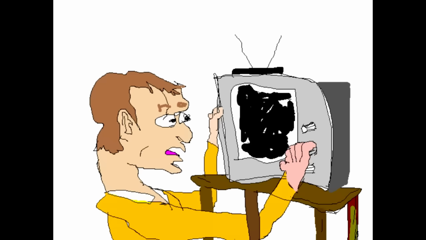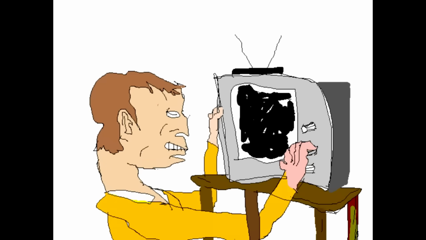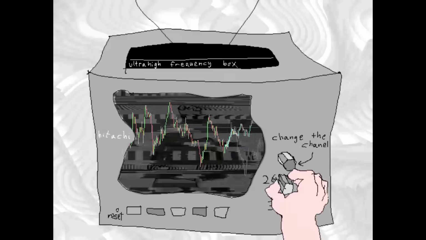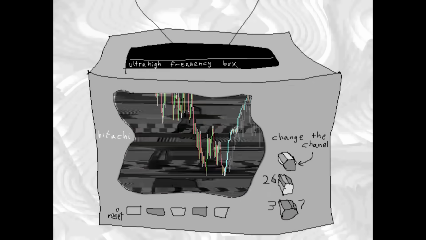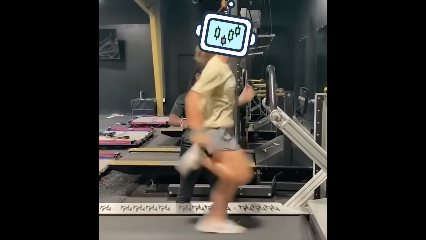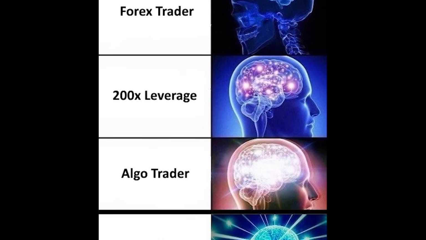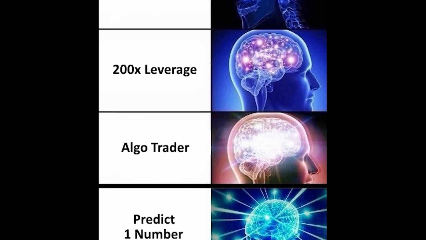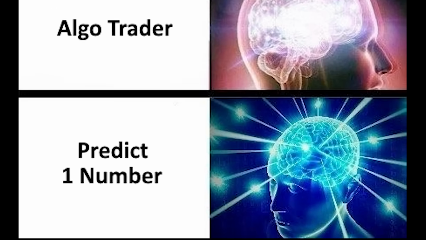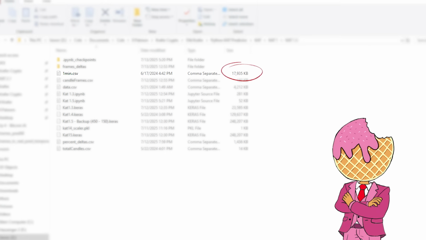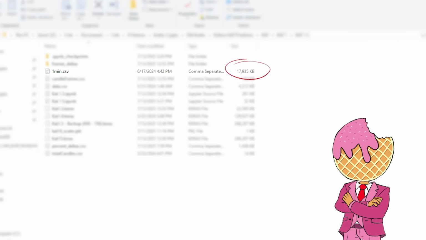And then the training algorithms are a little more complicated than you need to know about, but you can think of it like fine-tuning a radio with a million different knobs, trying to get it to output the right answer. And after all of that, after hours and hours of training, really what we're doing with the Cat 1.3 AI is predicting the close of one candle. It predicts one price. Yep, I'm using 17 megabytes of data to predict one number.